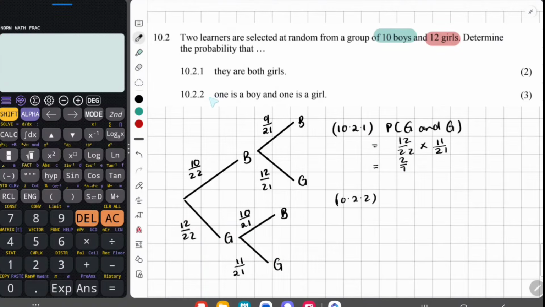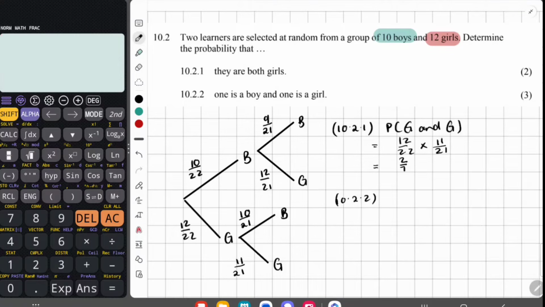Then in 10.2.2, we need to determine the probability that 1 is a boy and 1 is a girl. So with this one, this is how we need to think about it. Remember, there is a first and a second pick. All they are saying is they want the probability that 1 will be a boy and 1 will be a girl in any order. They didn't specify that the first must be a boy and the second must be a girl, or that the first must be a girl and the second must be a boy. So we need to take them in any order.